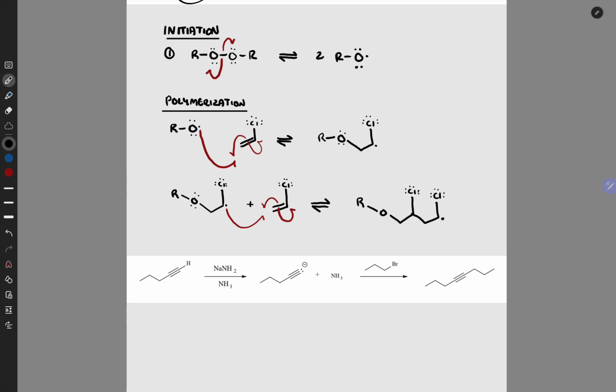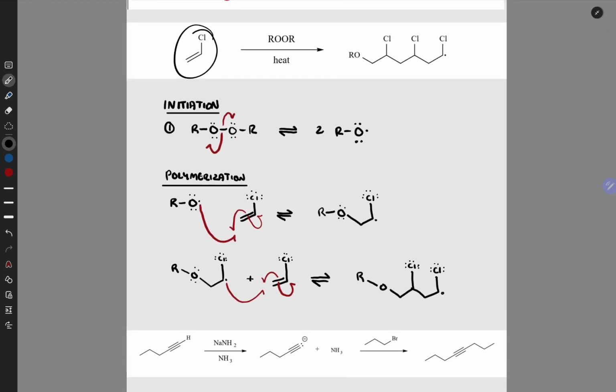And it legitimately just keeps happening over and over again. I'll go into just two steps, but it can go like 3, 4, 5, 6, 7, a bunch of times. It's pretty awesome. That's how you get PVC pipes, and that's how it's so cheap to make them. They just keep reacting over and over again. All right, but that's that.